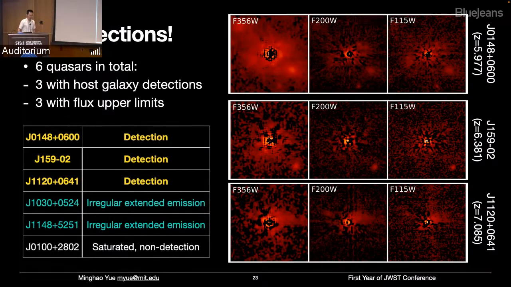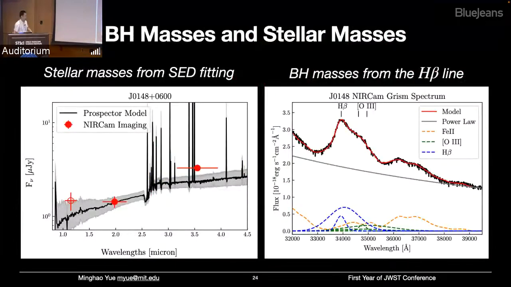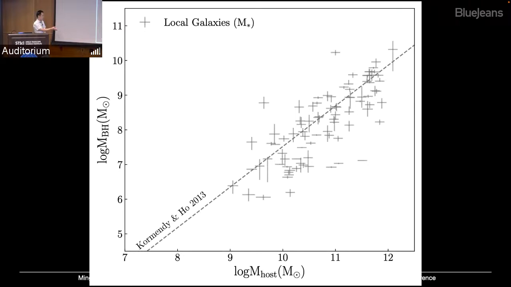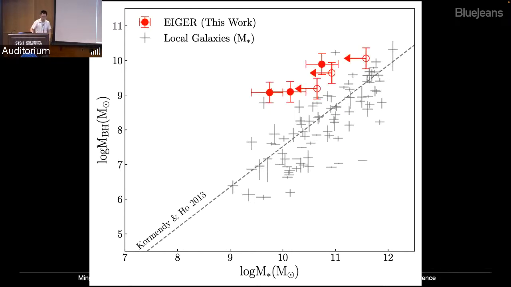And for the other 3 quasars, although we are not able to really detect the host galaxy, we can set flux upper limits on their host galaxies. And then with all these measurements, we can do SED fitting to get their stellar mass estimates. And don't forget, we have grism spectra for all the quasars so that we can get the H-beta line profile to estimate their black hole masses. With all these, we are eventually able to come back to this plot, the black hole mass versus host stellar mass plot, and put our quasars on this plot. And here is where they are located.